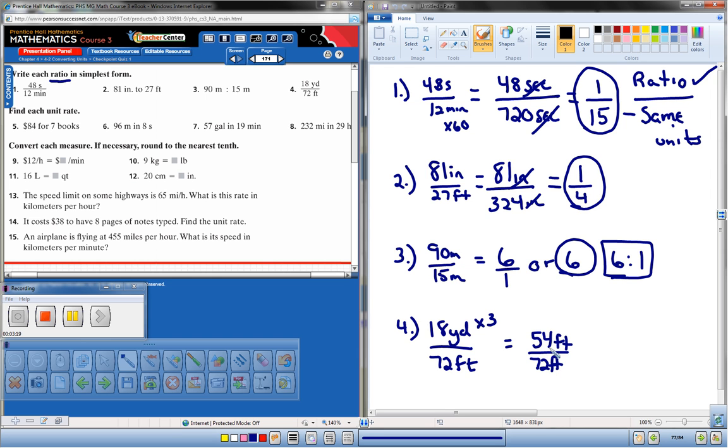And 54 over 72 is 3/4 in simplest form. We would never write that as 0.75. We're going to reduce fractions to lowest terms. Rates are okay to have as decimals. Ratios, we always want to write as fractions in simplest form.